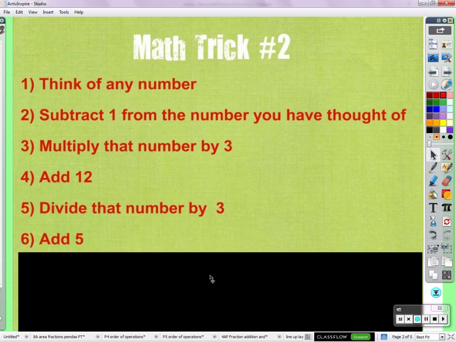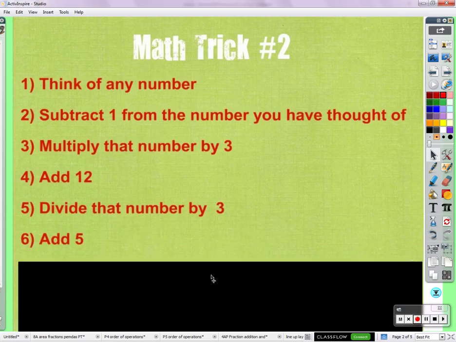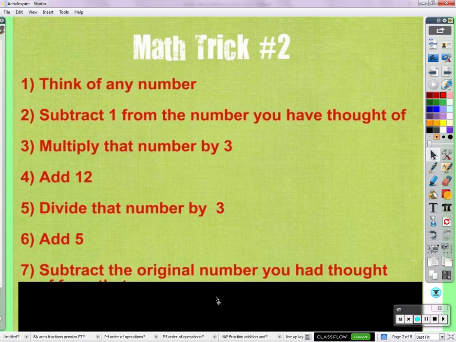At 5. Do one last step, and then I'm going to have you just double check all your stuff that you've done so far. Subtract the original number. First number you thought of, take that back. Take a second to double check all your work.